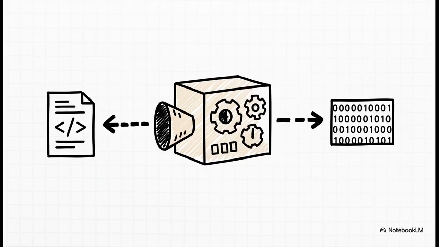Well, the simple answer is it needs a translator. We need some kind of special program that acts as a go-between, taking the instructions we write and converting them into something the computer can actually execute. But as you're about to find out, not all translators are created equal. In fact, they work in fundamentally different ways.